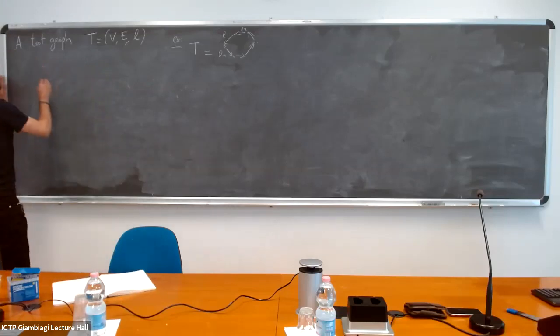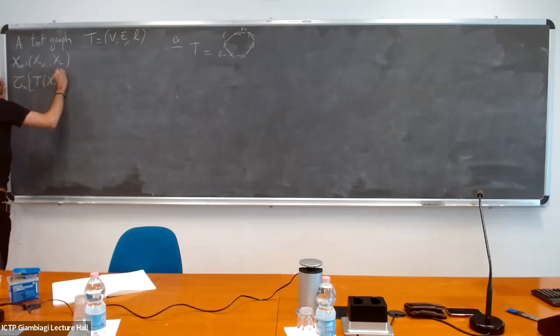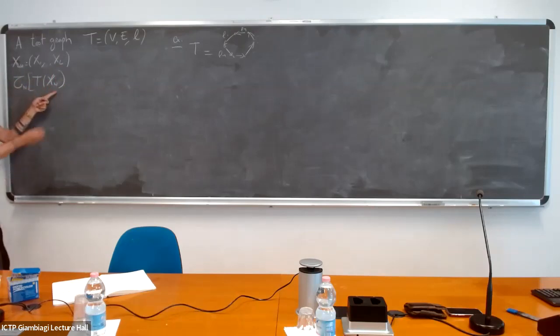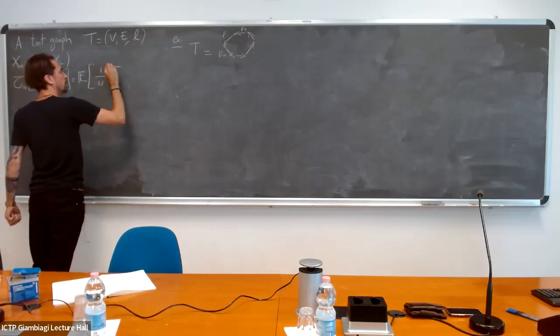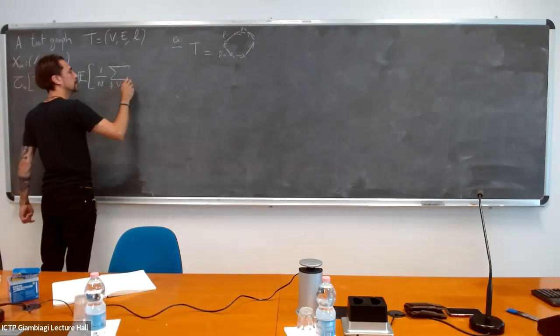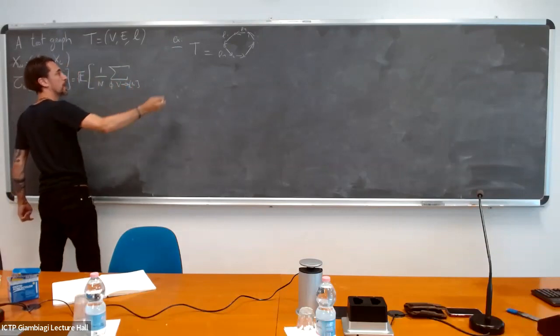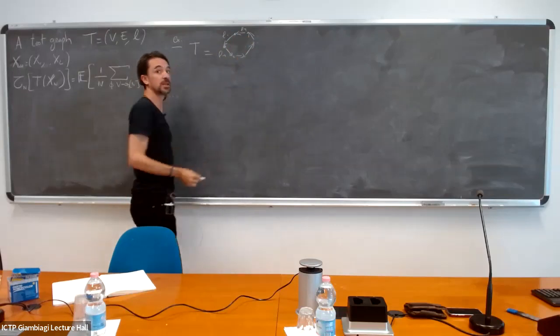Then if I denote by Xn a family of matrices, we were considering X1, X2, and so on, we denote tau n of T applied to the matrices. This is just a notation of a functional applied to this test graph and these matrices. We call it the trace of a test graph. It is the expectation of 1 over n, the sum over the labeling map from the vertex set of T to the set of indices from 1 to n, of the product. So we choose for each vertex some integers.